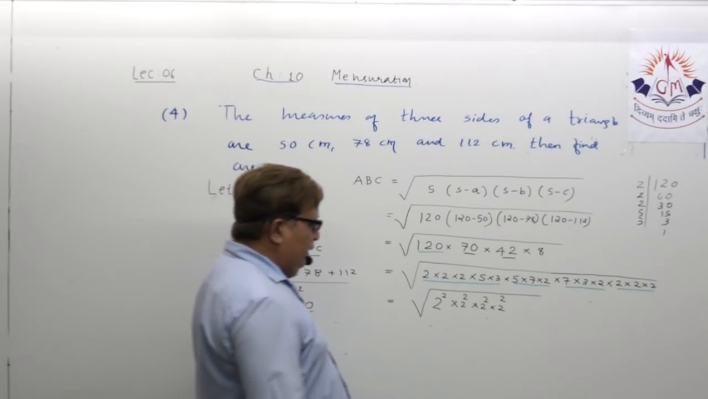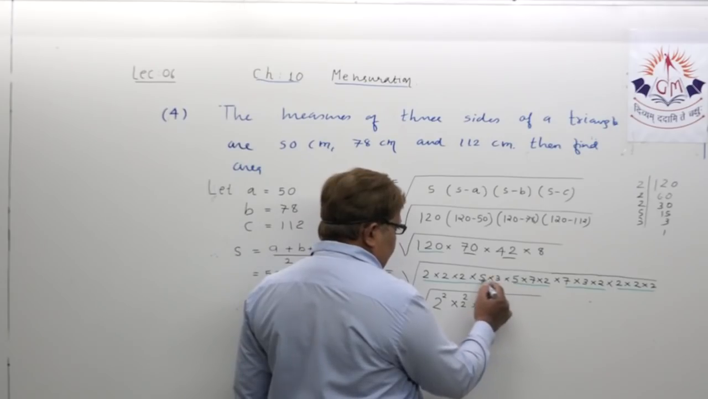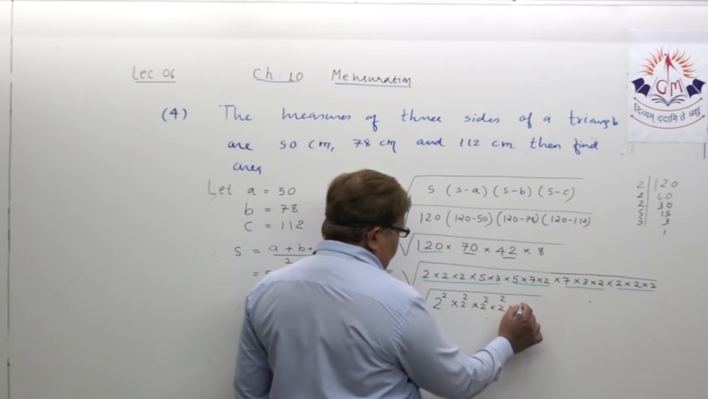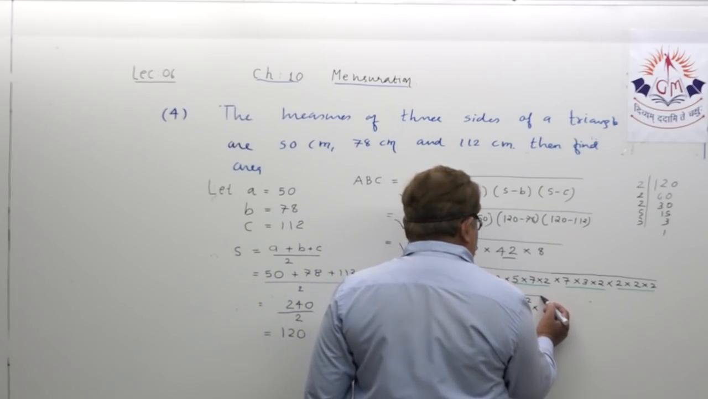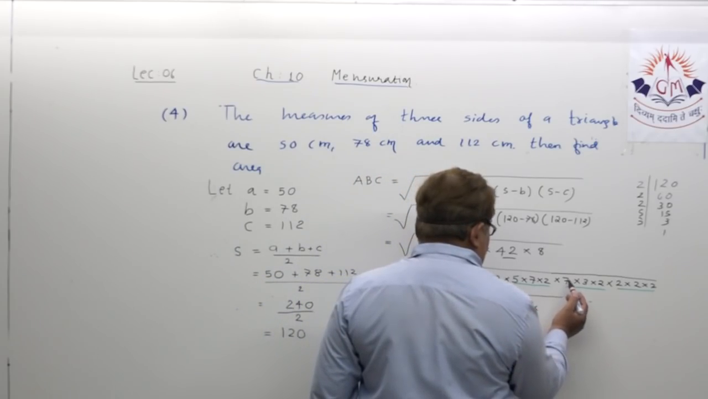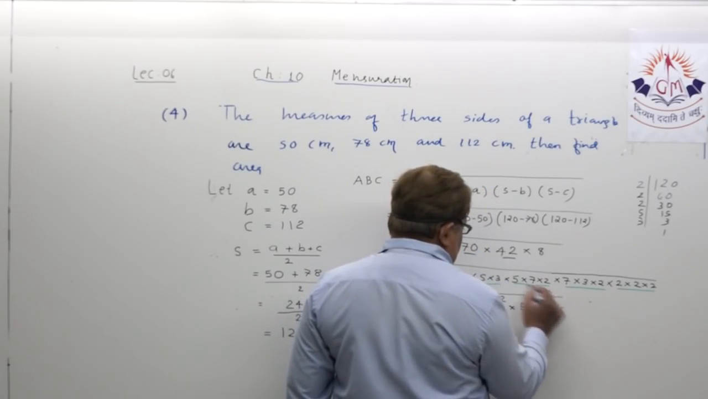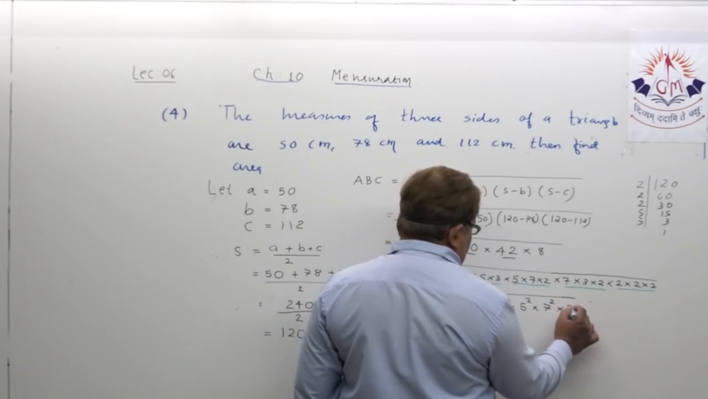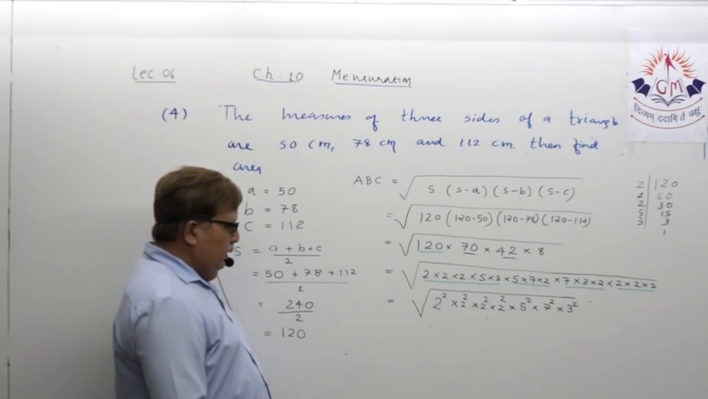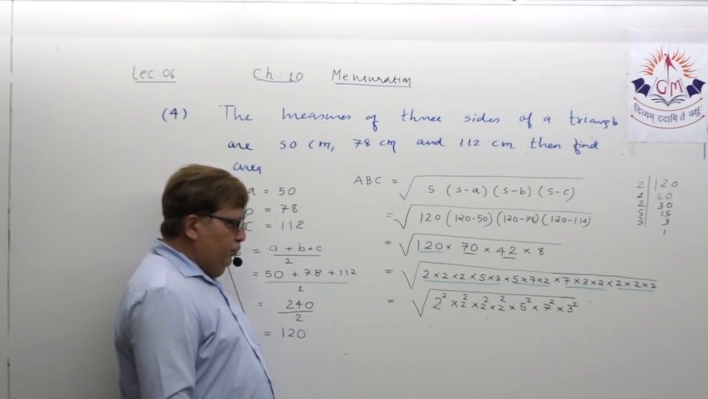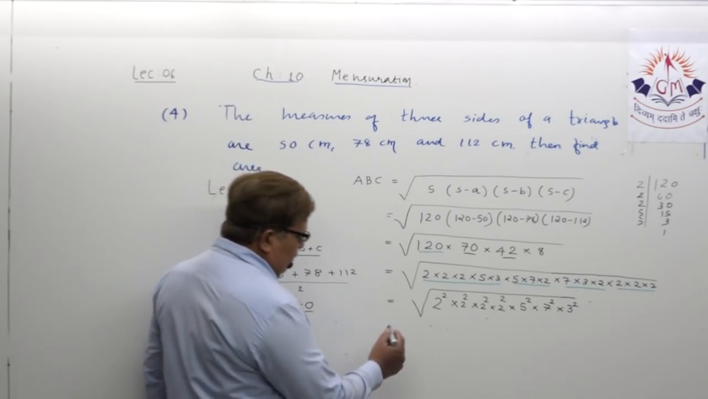How many 5s? You can visualize here only 2. So one pair of 5 only. How many pairs of 7 can you visualize? One pair is possible. How many pairs of 3? Only one pair. Is it clear? Pairs of 2, pair of 5, pair of 7 and pair of 3.